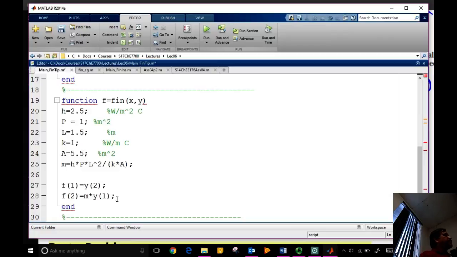So what is going to happen in this function, whenever BVP4C calls this, it will pass values of x and a vector of y1 and y2, but it will actually be a matrix, right? y1 containing theta values, all the values of x, and y2 containing theta prime, all those values of x. But this x is never used here. Why? This model doesn't depend on x.